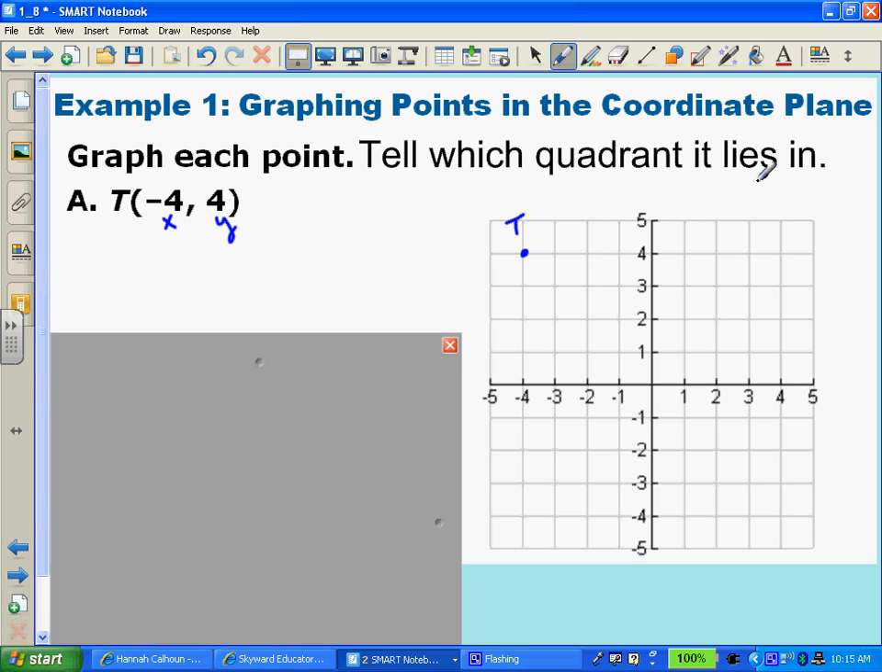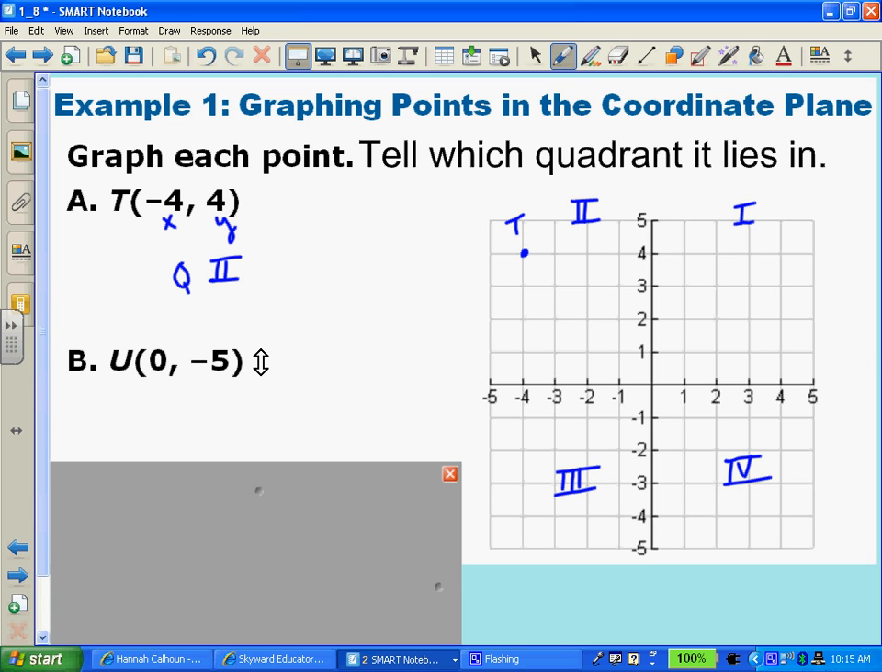Now it also tells me to tell which quadrant it lies in. Remember, quadrant 1 starts here, then we have quadrant 2, quadrant 3, and quadrant 4. So T is in quadrant 2, and instead of writing out quadrant, we can just write a Q. Quadrant 2.